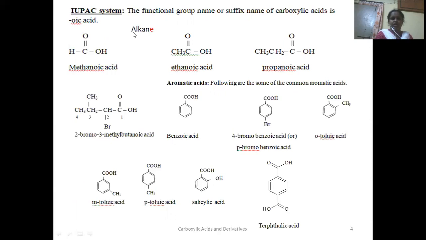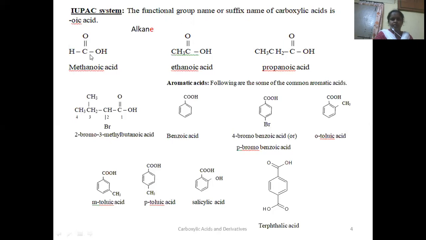In alkenes we write alkane, alkene. And in alkane, this 'alk' depends on the number of carbons. If only one carbon is there, you write methane. Two carbons, ethane. Three, propane. Here in the case of carboxylic acid, if only one carbon is there, what you have to do is replace this E of alkane with oic acid. Replaced E with oic acid, that will give the name of that carboxylic acid.